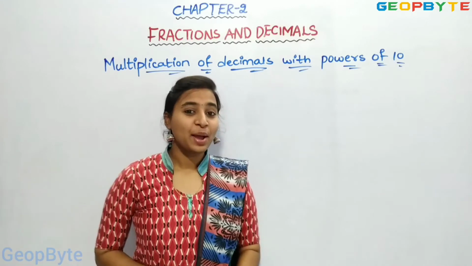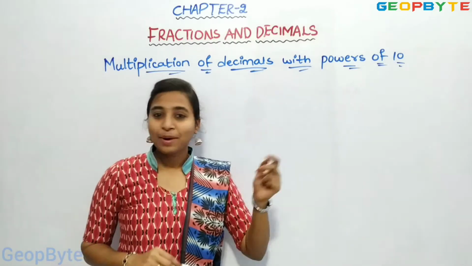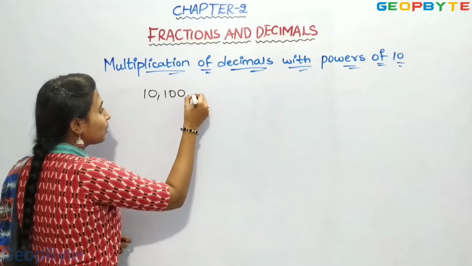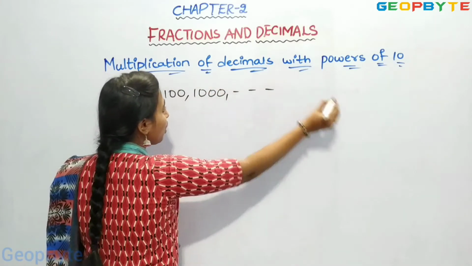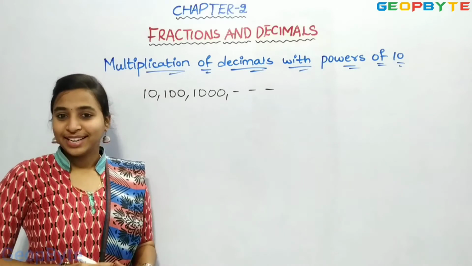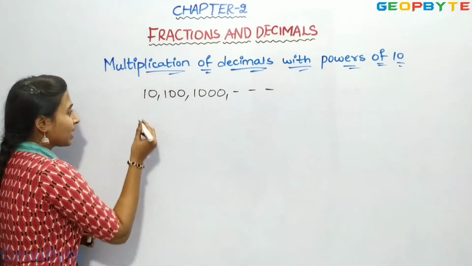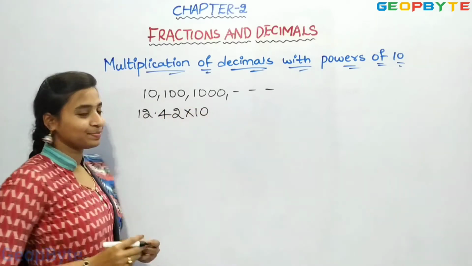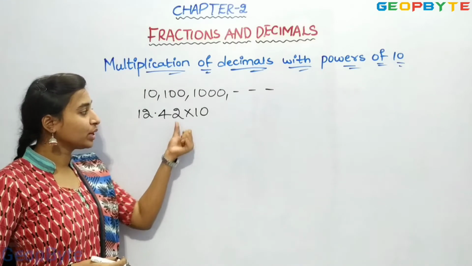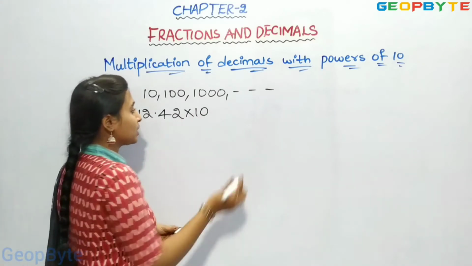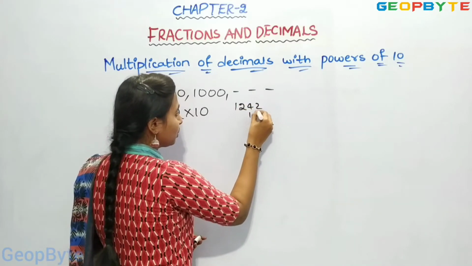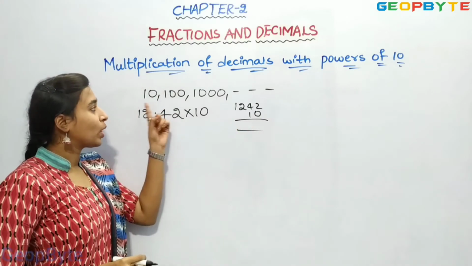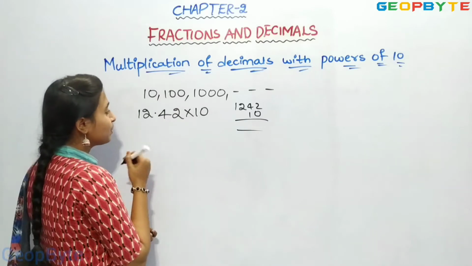Now, let us see multiplication of decimals with powers of 10: 10, 100, 1000 and so on. Now, we will multiply decimals with these numbers. Let us take 12.42 into 10. We can multiply these two numbers, 1242 into 10, find the answer and put the decimal point later in the answer. But when powers of 10 are there, there is a simpler way to solve.